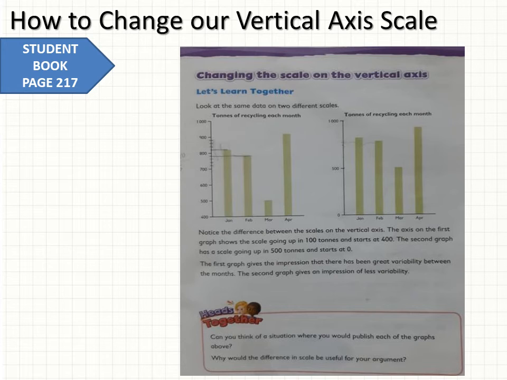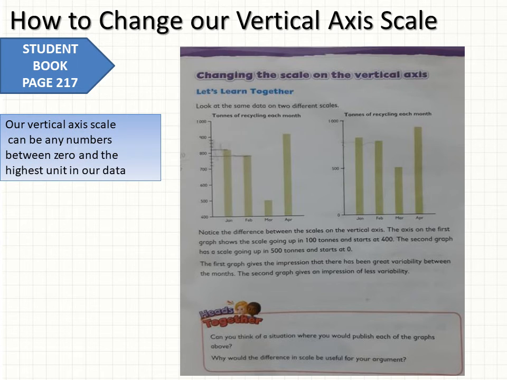All right? Okay, so I have some notes here to share with you. Our vertical axis scale can be numbers between 0 and the highest units in your data. So if your data says, for example, like this one we just looked at, the lowest tons is 100 and the highest tons is 800, then you can start your tons from 0 and end it on 800. Or if you like, you start it on 100 and end it on 1000.